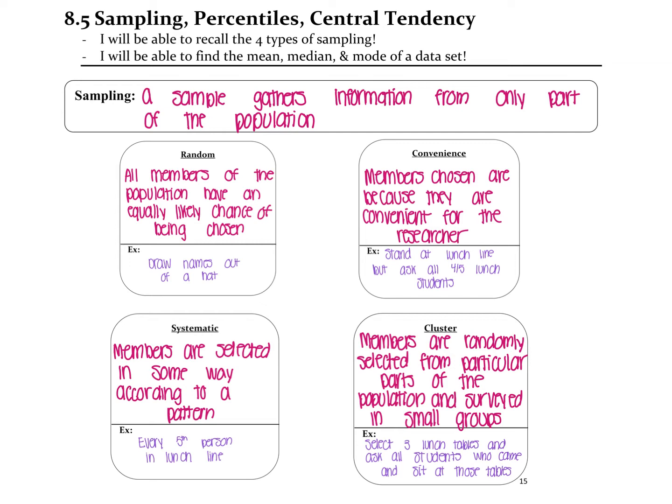Systematic is where members are selected in some way according to a pattern. For example, you're still at the lunch line and you ask every 5th table. This is a little bit more random than convenience because you have a system, but still not completely random. And then cluster is where members are selected from particular parts of the population and surveyed in small groups. In this example, you pick people from 3 lunch tables and ask all those students. So you pre-select how you're going to figure out which people you're going to ask and then go from there.